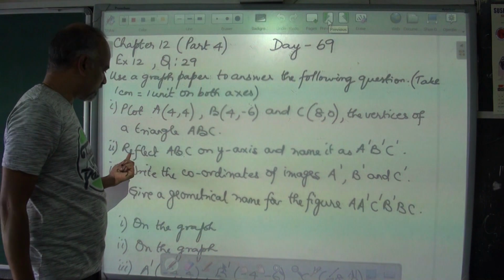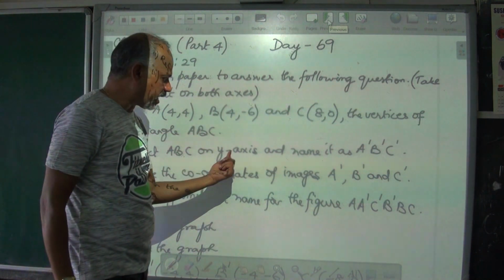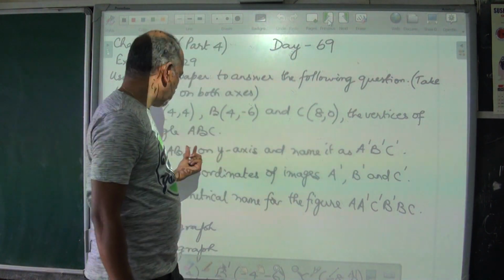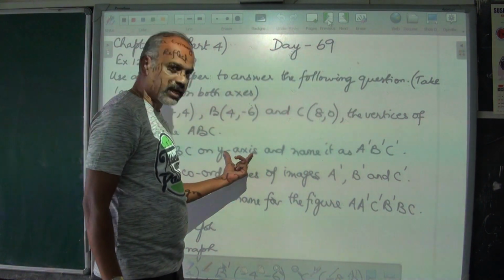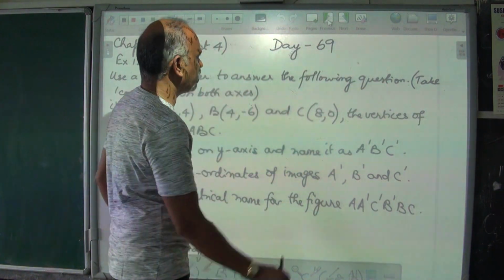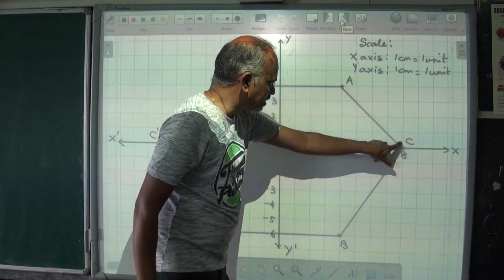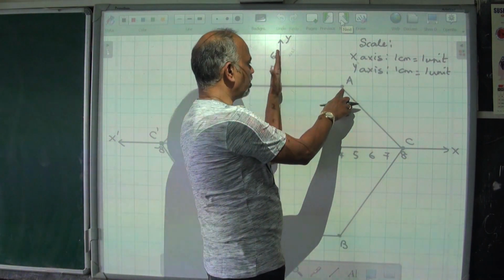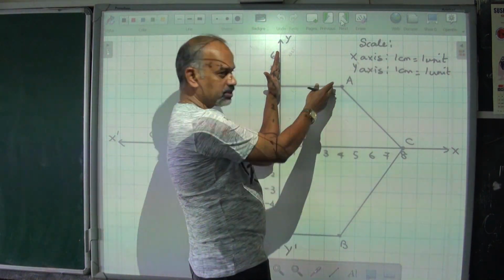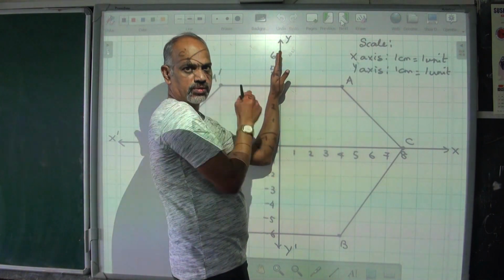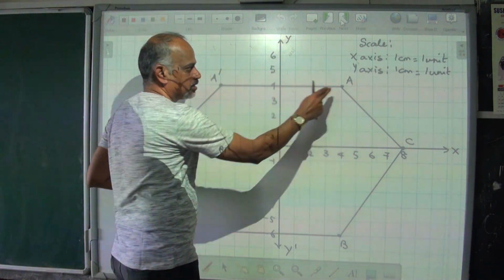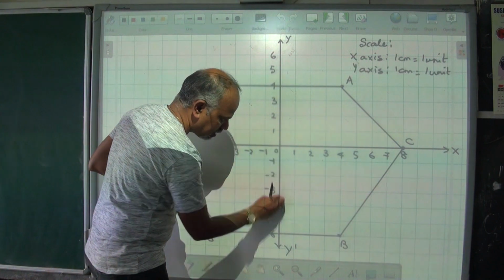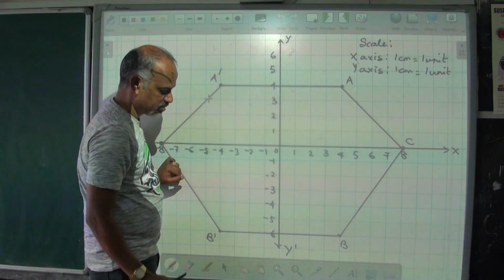Then, second question is, reflect A, B, C on the y-axis and name it as A dash, B dash, C dash. Reflect all these 3 points A, B and C on the y-axis and name them as A dash, B dash, C dash. So A is here, B is here, C is here. You're going to reflect this on the y-axis. The distance here is 4, which means the distance behind the mirror also must be 4. So this is A dash. Similarly, B is reflected on the y-axis. You get the reflection on this side. That's B dash. Distance is same.